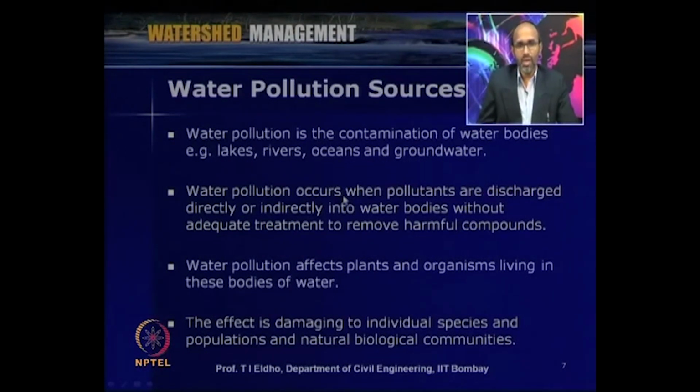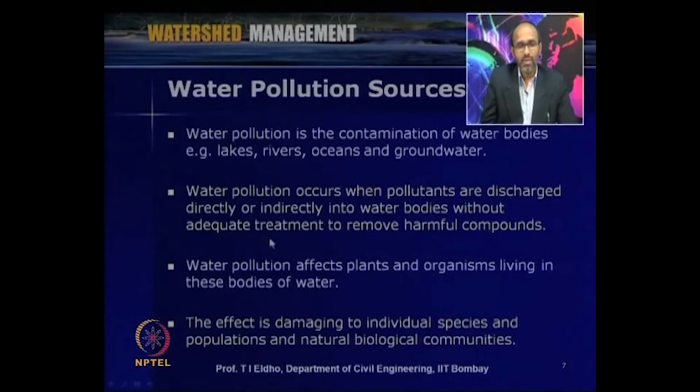And then water pollution occurs when pollutants are discharged directly or indirectly into water bodies without adequate treatment to remove harmful compounds. For example, if an industry is there, industrial effluents are coming through a large number of processes within the industry. So, certain components may be much higher than expected with respect to certain standards. So, if you do not treat the industrial effluent to the acceptable limit, then that becomes a source of pollution.